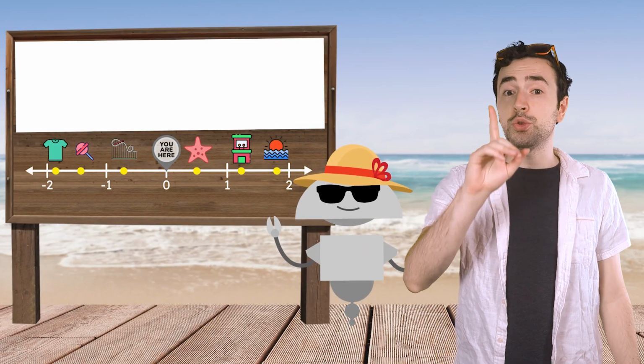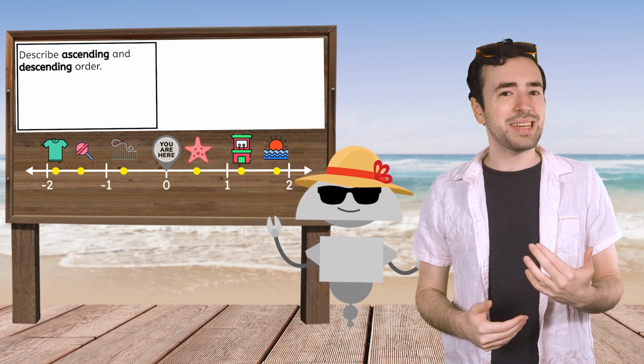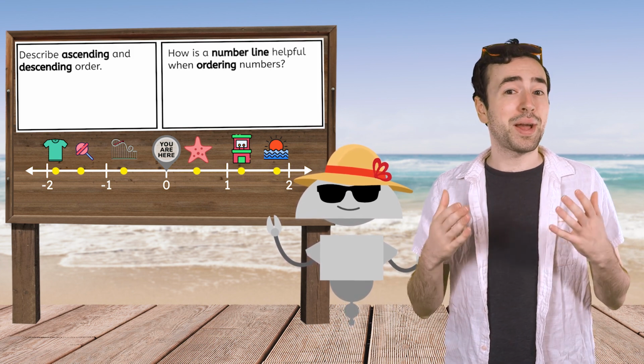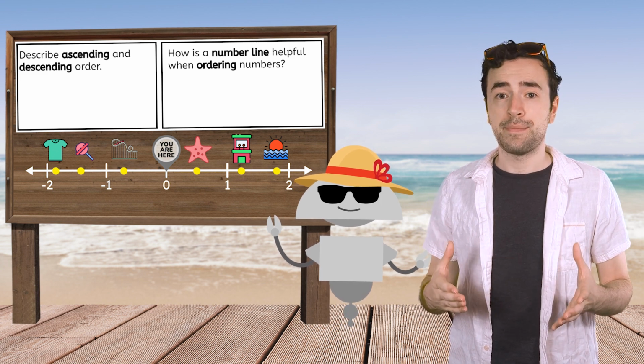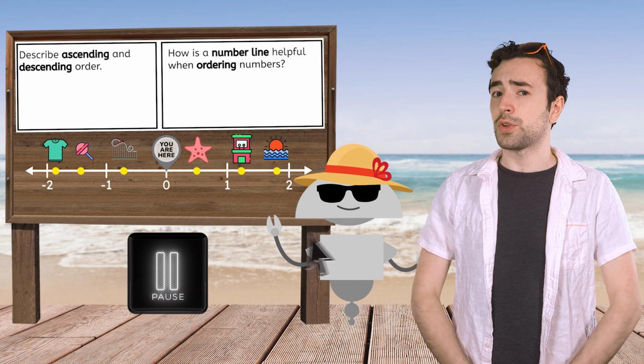Pause the video here to answer the following questions. First, describe ascending and descending order. Second, how is a number line helpful when ordering numbers? You can write, draw, or add to your notes in another way that works best for you.